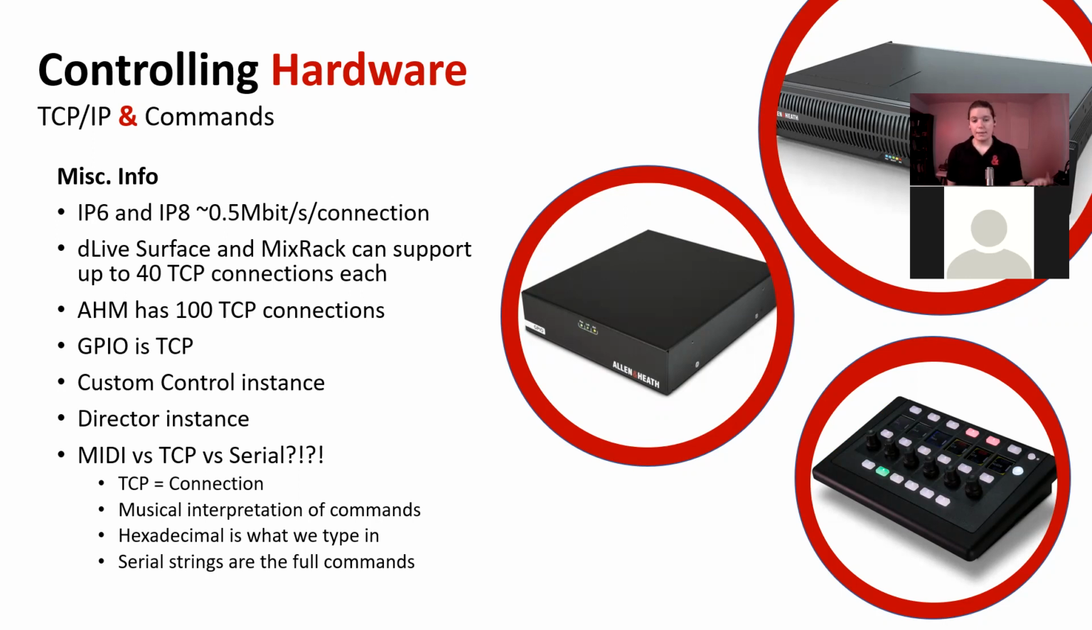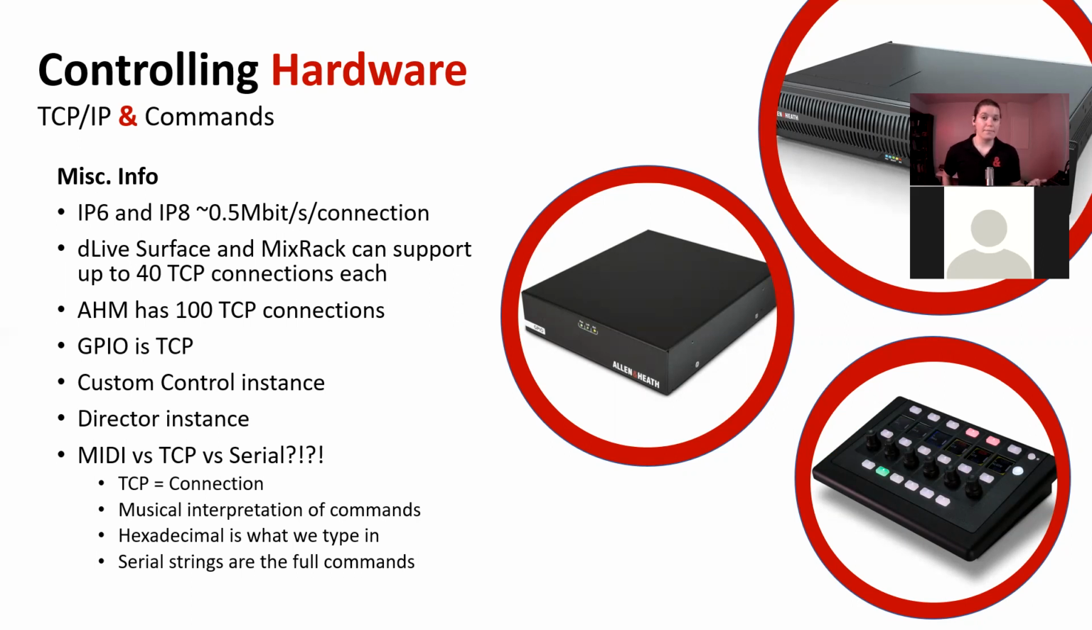The DLive surface and the mix rack can each support up to 40 TCP connections. So in a very chaotic world that I would not recommend, you could connect 40 surfaces to the mix rack. I don't even think that's possible, but just as an example. More accurately, the director is a TCP IP connection. That's one of them. The surface is a connection. Sometimes people put 2 surfaces on one mix rack. That's a TCP IP connection. The mobile apps, like I mentioned earlier, those are TCP connections.